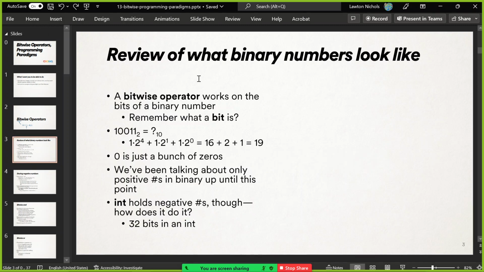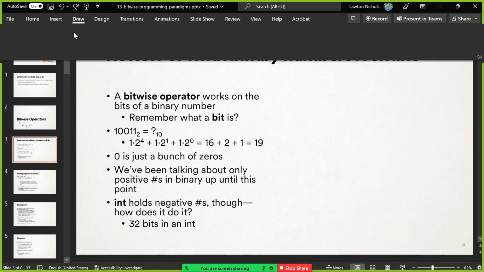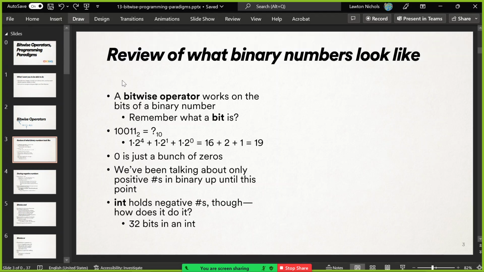All right, so let's remember binary first of all, because we have to think about that when we perform bitwise operations, because all these bitwise operators work on the bits of a binary number. A bit is just a 0 or a 1, right? And do you remember how to expand all these numbers? Like if I gave you 10011 in binary, could you convert that to decimal again? You have to do that base expansion. This is the 2 to the 0's place, 2 to the 1's place, 2 to the 2's place, 2 to the 3's place, 2 to the 4's place. This is going to be 1 times 2 to the 4 plus 1 times 2 to the 1 plus 1 times 2 to the 0, which adds up to 19.